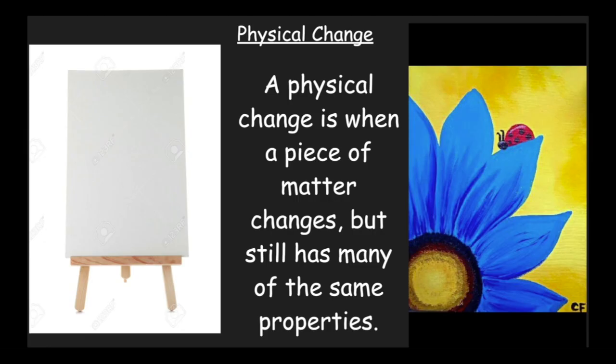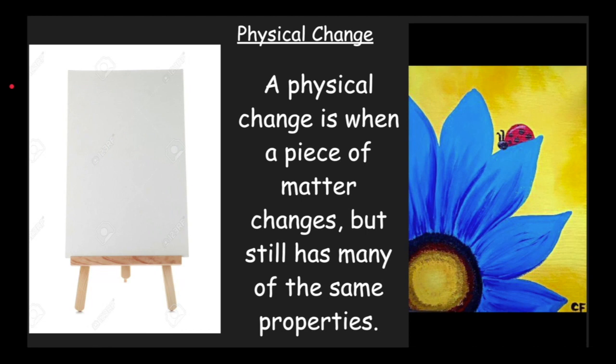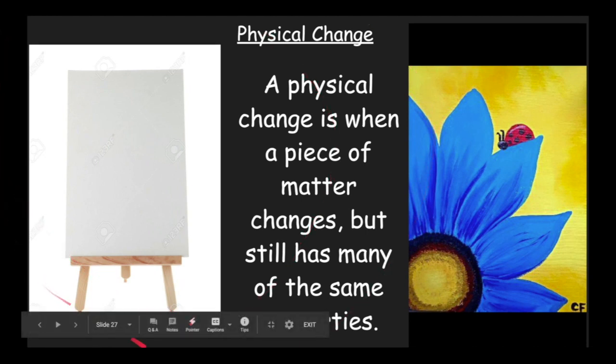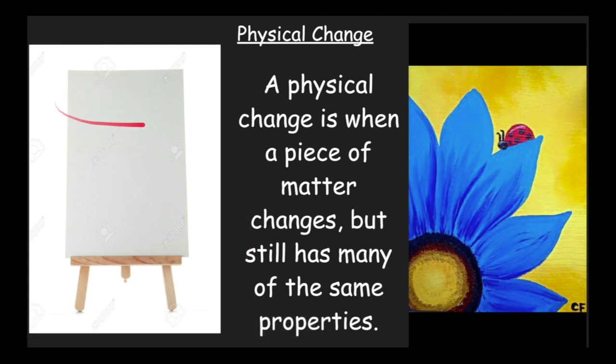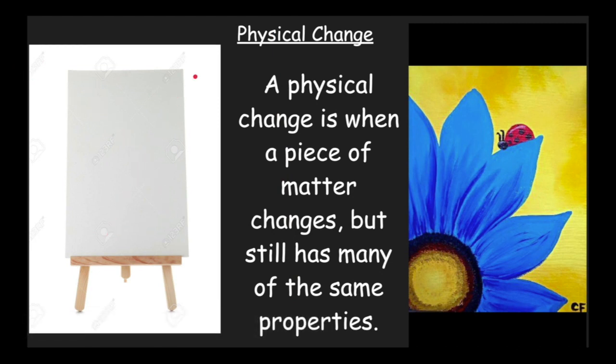A physical change is when a piece of matter changes, but still has many of the same properties. All right, so right here, I have a canvas. I know sometimes in art class, Miss Carly has you paint a picture. Well, that's what this is. This is a canvas that is meant to be painted. It is white. It is a rectangle. It looks like it's smooth and hard.